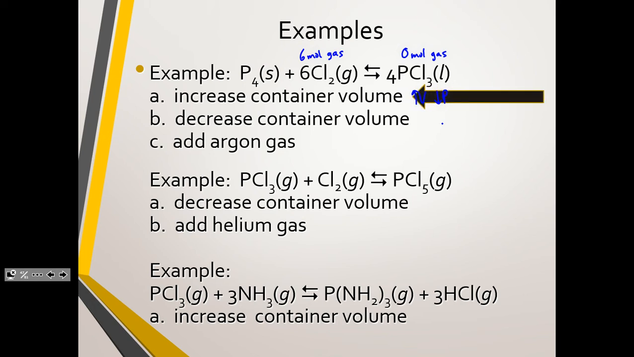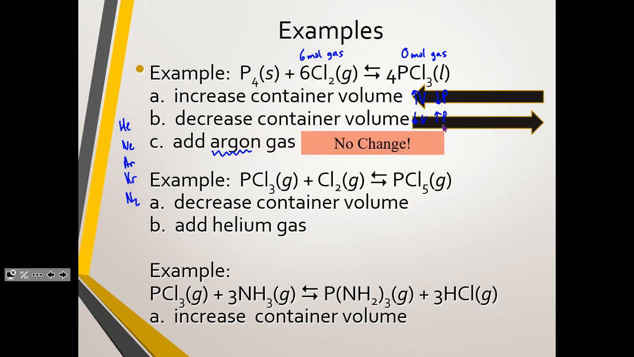If I decrease container volume, that would cause an increase in pressure, which would go to the side with fewer particles, which would be to the right. Argon, along with other examples like helium, neon, krypton, what else? Nitrogen gas. These are all inert and will not change the shifting of equilibrium. Next example.